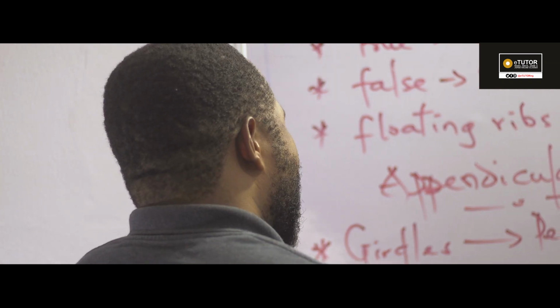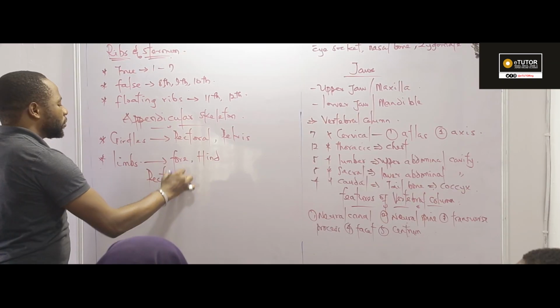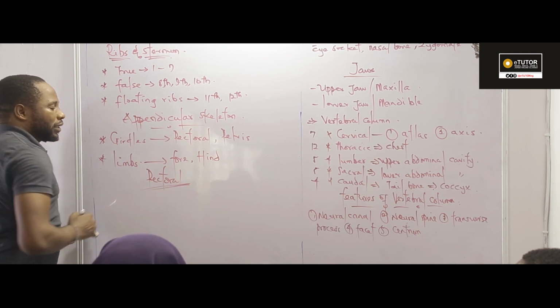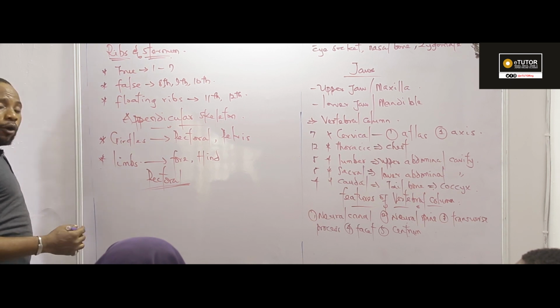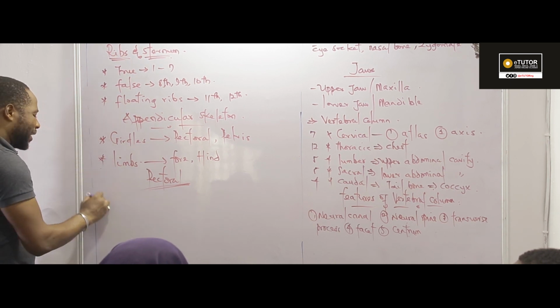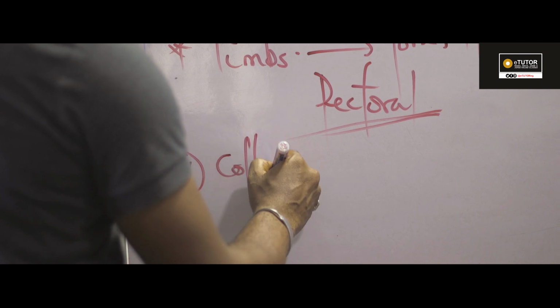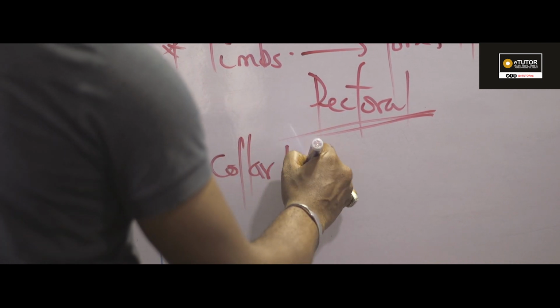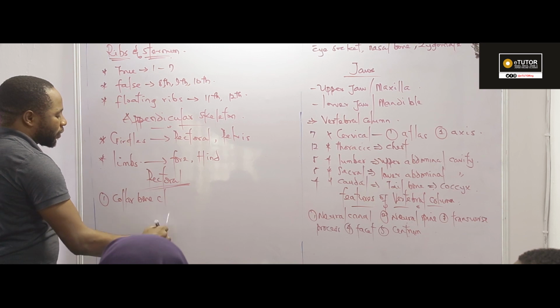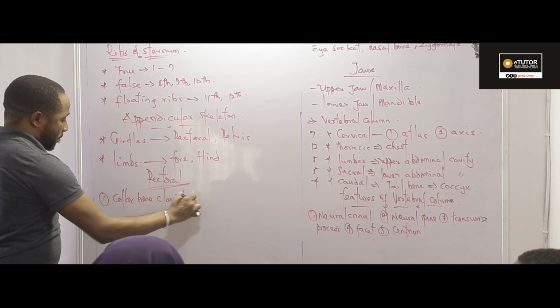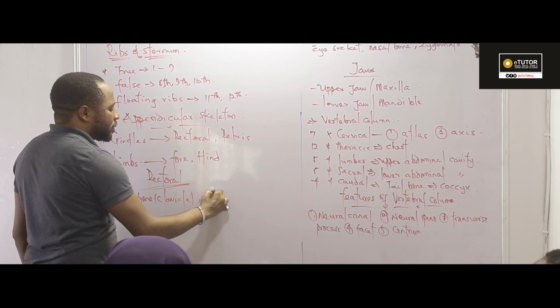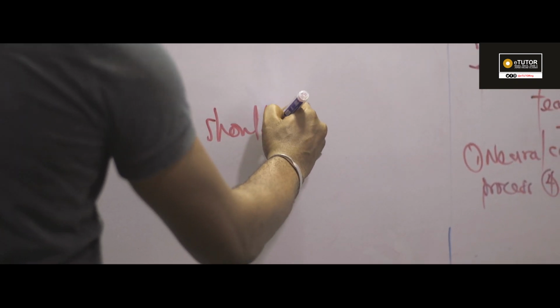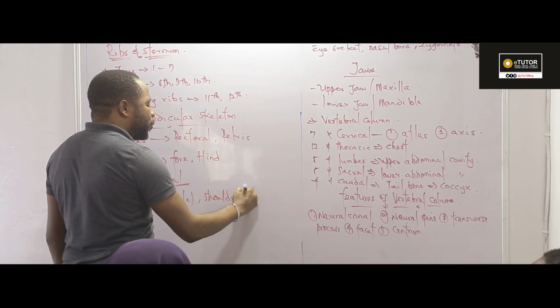Let's take it one after the other. Pectoral girdle. This is the bone of the shoulder. It consists of bones like the collarbone, called clavicle, and the shoulder blade, called scapula.